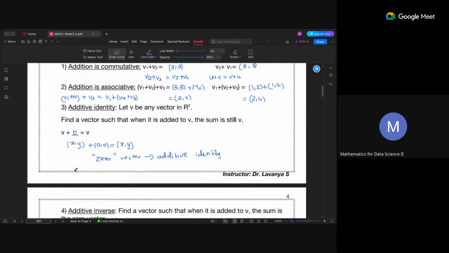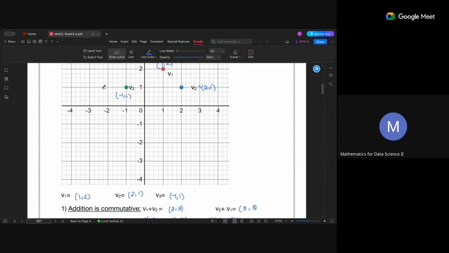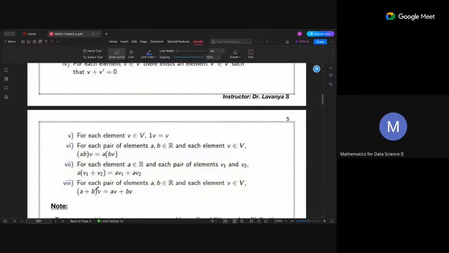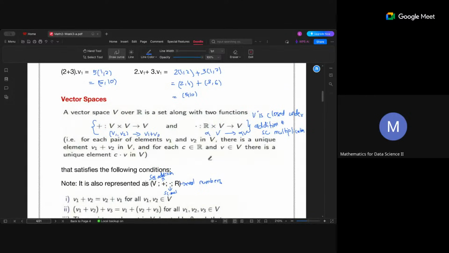All the properties which we observed for the vectors in R2 should be satisfied for the set V. First is commutativity for addition, associativity, then existence of additive identity, existence of additive inverse, and then identity for scalar multiplication, associativity, and distributivity over scalar multiplication.